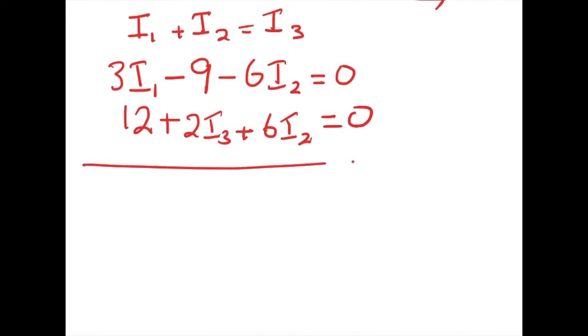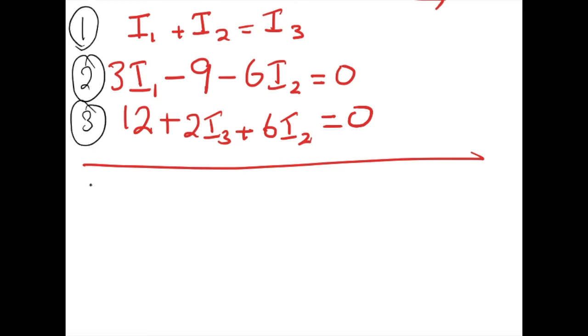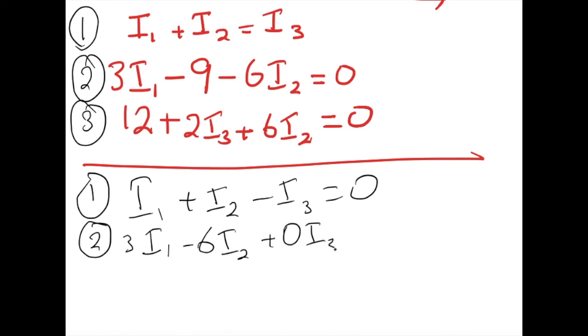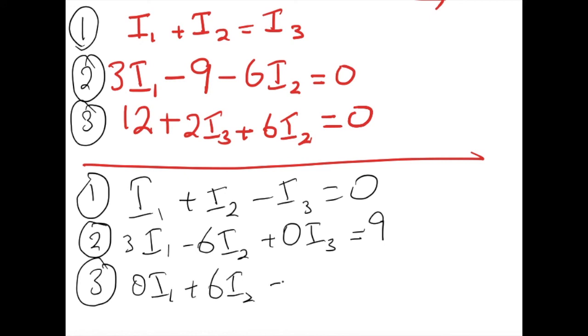To solve this, my three equations. Let's rewrite them with a different color. That's my first equation, that's my second equation, and that's my third equation. So my first equation, I rearrange all the I's on one side, which would be I1 plus I2 minus I3 equals 0. My second equation will be 3I1 minus 6I2. I have a 0I3. And I move the 9 to the other side as a positive 9. Write the third one. No I1s. I have a 6I2. I have a 2I3. And negative 12 on that side, because this goes to the other side as minus 12.